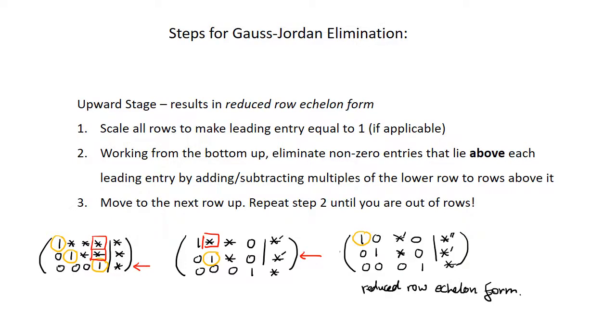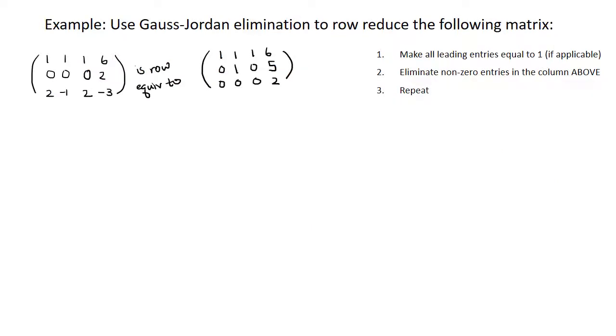Okay, so let's look at an example. Now we're going to be working upwards. So in the first step, we showed that this original matrix was row equivalent to the following echelon form matrix. And now we want to put it in reduced row echelon form. So what that means is that if we look at our leading entries, you can see that they're moving to the right. And what we would like is that they're all equal to 1, and that in each column containing a leading entry, it's the only non-zero entry in that column.